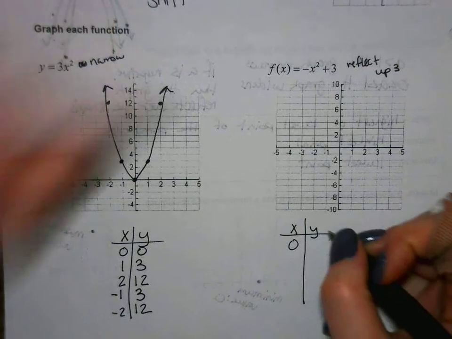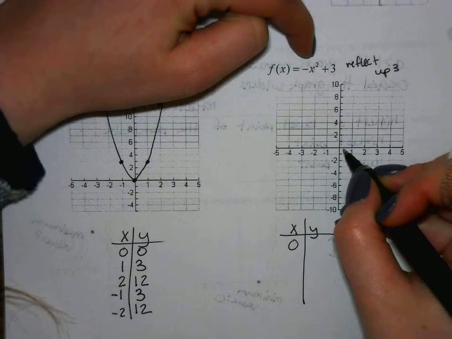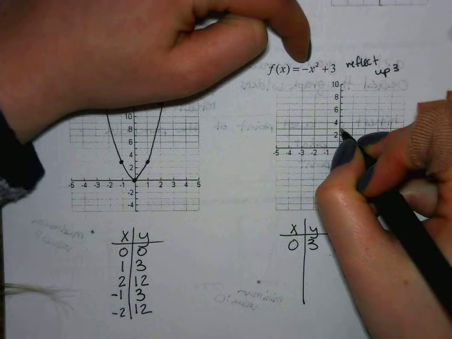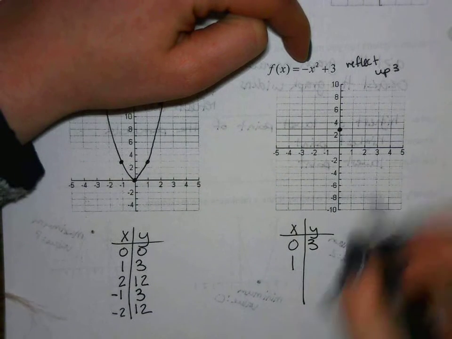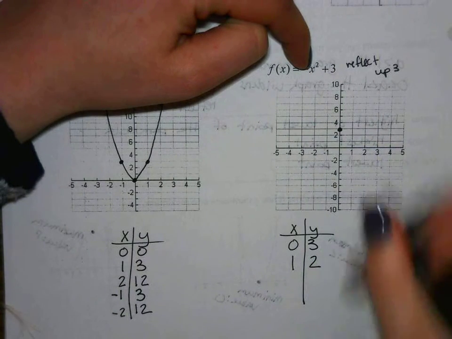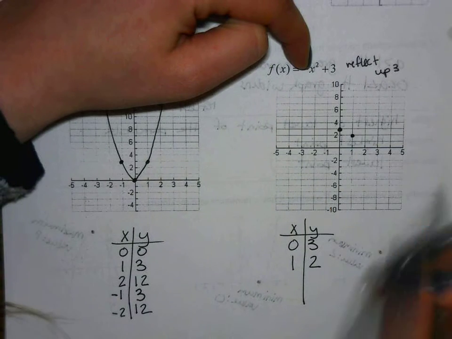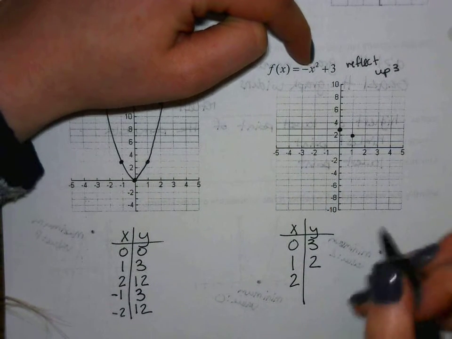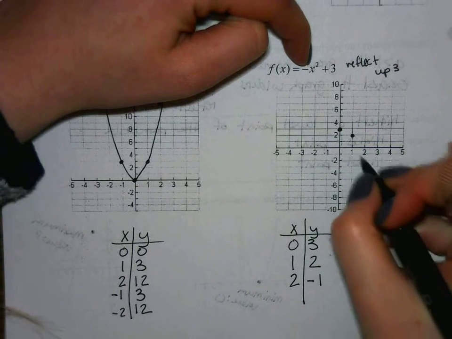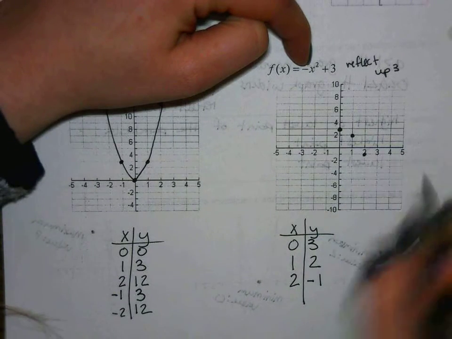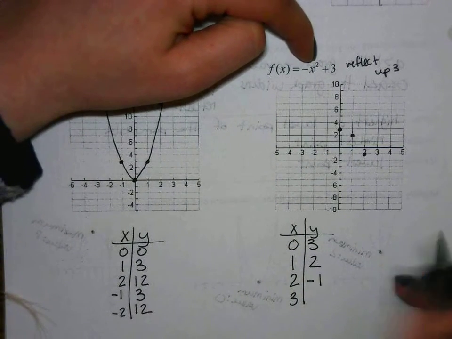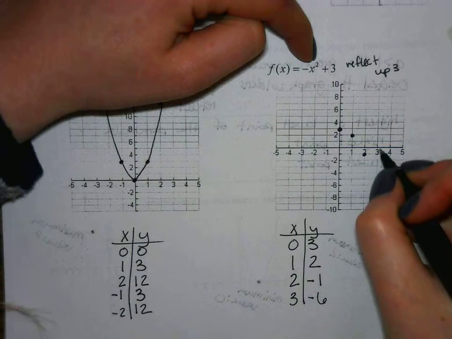So if we take 0, 0 squared is 0, times negative 1 is 0, plus 3. So we end up at a positive 3. 1 squared is 1, which turns to a negative 1, plus 3, so it's at 2. 2 squared is 4, so it's a negative 4 plus 3 is a negative 1. 3 squared is 9, so negative 9 plus 3 is a negative 6.